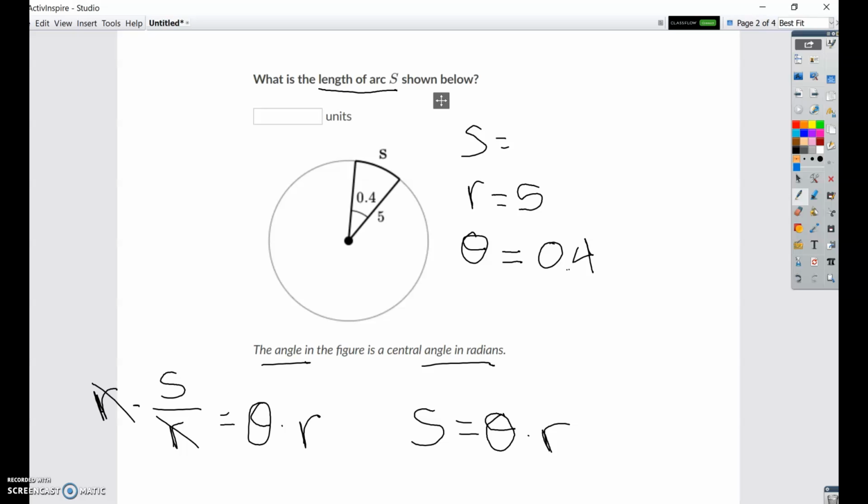Okay, so now I can just plug in what I know. In this case, S is equal to 0.4, and I'm going to put it in parentheses. I'm sorry, I'm attempting to put it in parentheses because I'm getting to the bottom of the screen and it's getting really hard to write. 0.4 times the radius, which is 5. That's just a plug and chug. You can plug it into your calculator, or you can say what's 40% of 5? Well, that is 2. So your arc length, in this case, is 2.